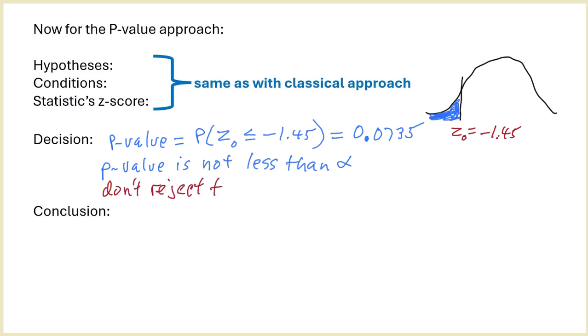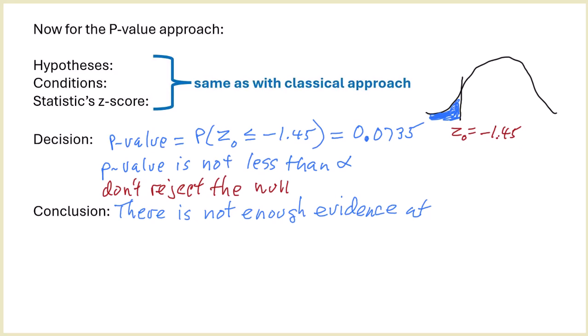So because the p-value is not less than 0.05, which was alpha, we don't reject the null. Now notice we got the same results. The classical approach said what? The z-score isn't far enough away. Don't reject the null. The p-value approach said, no, the results you got are greater than alpha, so don't reject the null. So our conclusion would be exactly the same. You don't have to copy it over again. It'd be exactly the same thing. So that's two approaches to a hypothesis test for proportions.